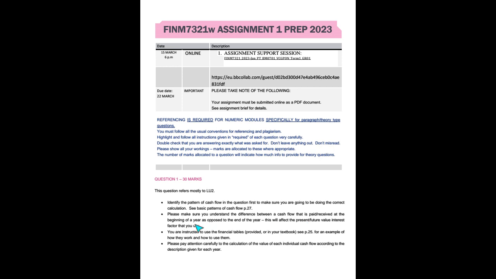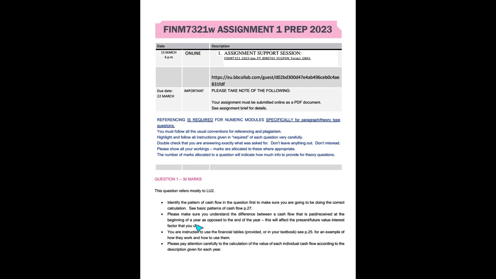So your question 1.1 says calculate the present value. Okay, so you've got to know what you are being asked to calculate. You're being asked to calculate the present value of the series of cash flows, and the cash flows took place at the end of the year.